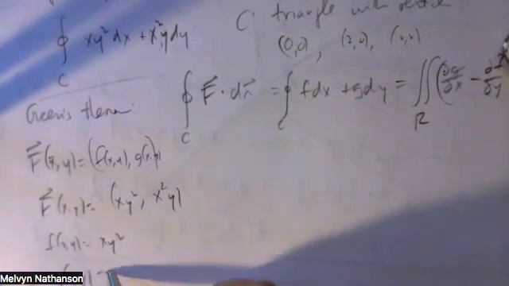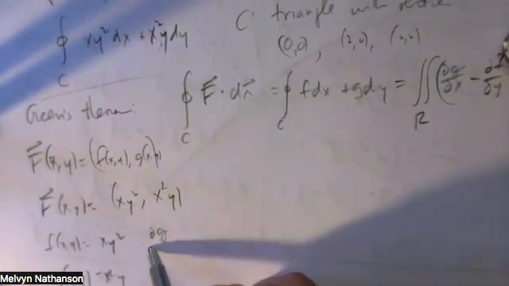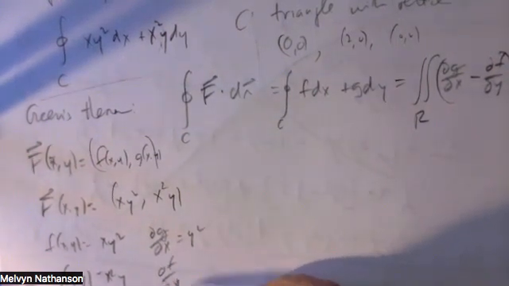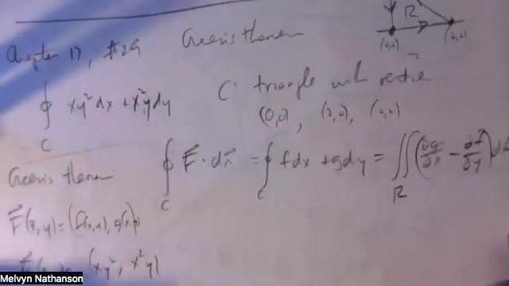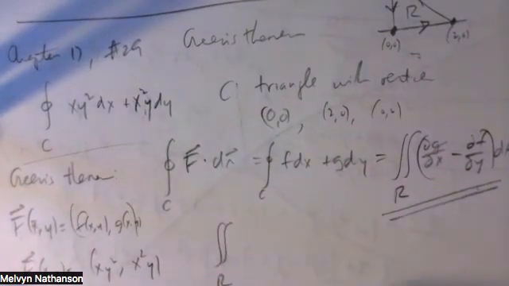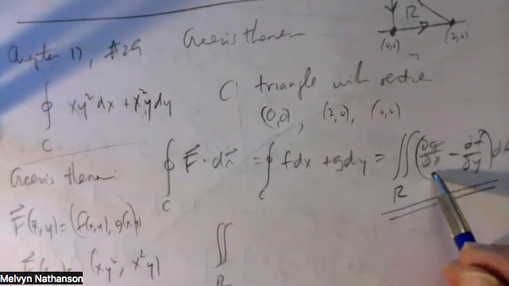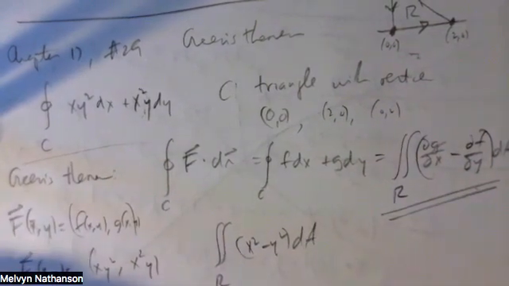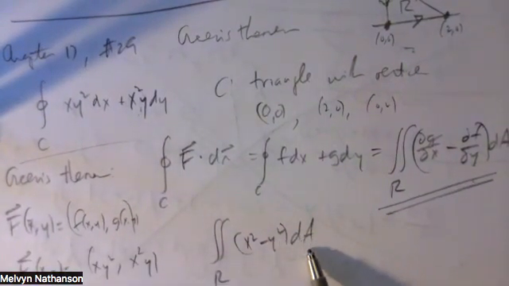So my function little f of xy is the scalar function xy squared. g of xy is the scalar function x squared y. The partial of g with respect to x is y squared. The partial of f with respect to y is x squared. So for example, if I wanted to look at this integral, this is the integral over R of the function partial g with respect to x minus partial f with respect to y, y squared minus x squared dA. So this is a scalar function, and let's see how we might integrate that.